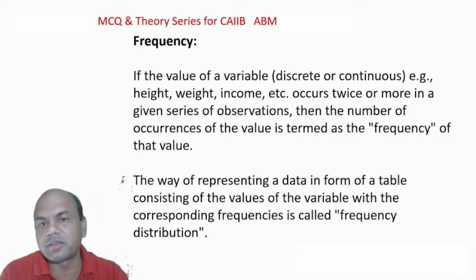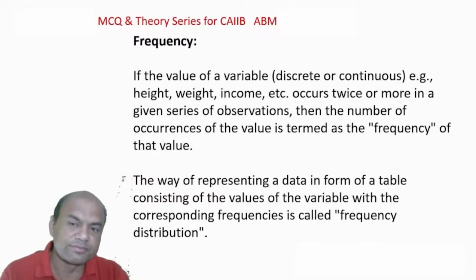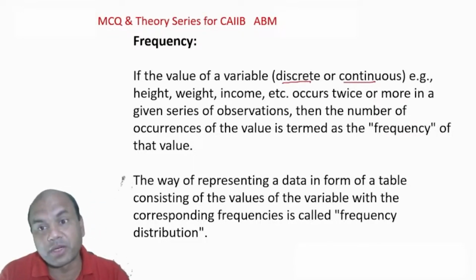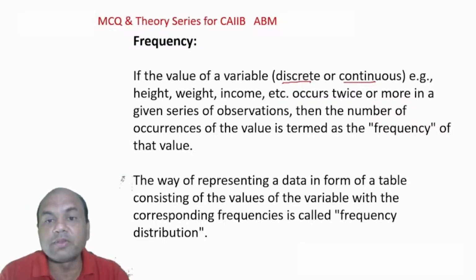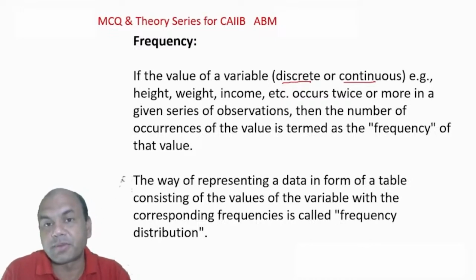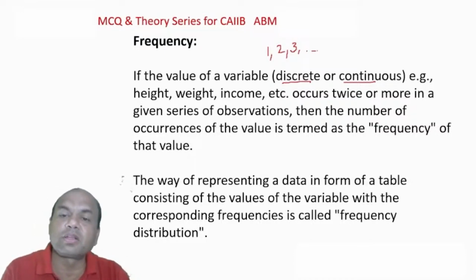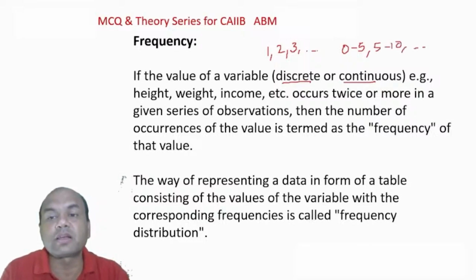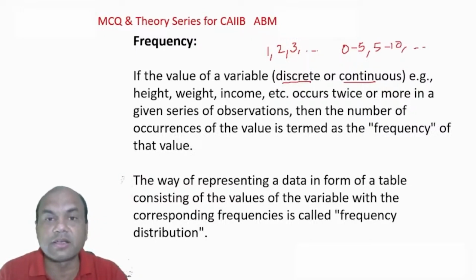If the value of the variable, for example discrete or continuous. What is discrete? What is continuous? Sure. Every word we'll discuss first and then we'll go ahead. Discrete means what? Separable. Separable means what? 1, 2, 3. Each can be separated. Continuous means what? Suppose like this: 0 to 5, 5 to 10. These are all continuous variables, which occur in a gap, or you can say a fixed interval.